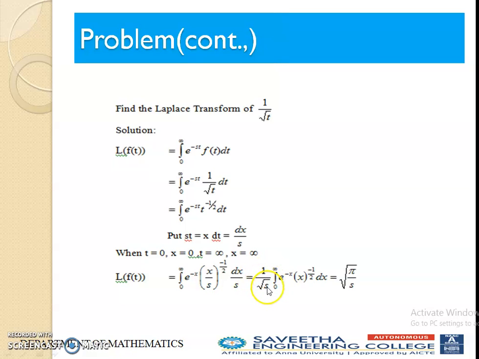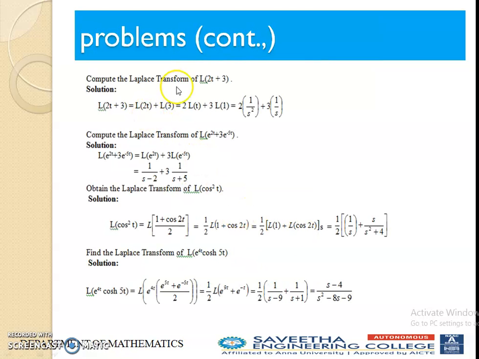So 1 by root s. That is s power minus 1 by 2, and s power 1 cancels with it, leaving s power minus 1 by 2. So we get 1 by root s. Then 0 to infinity e power minus x, x power minus 1 by 2 into dx. That is equal to, this is the formula, e power minus x into x power minus 1 by 2 dx, which is the gamma function of 1 by 2. So the answer is root pi by s. That is the actual formula here. Okay.